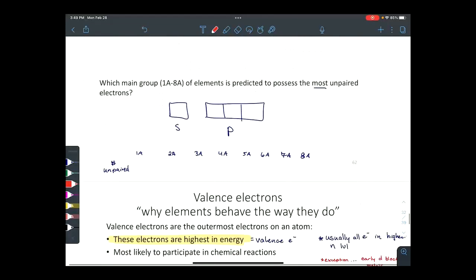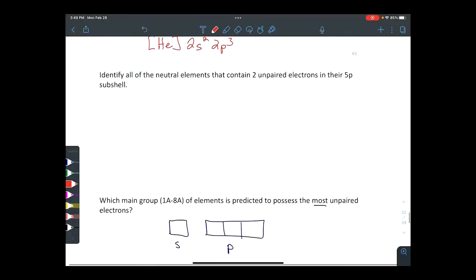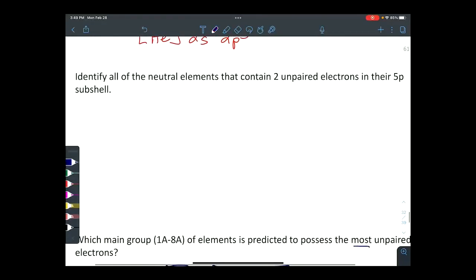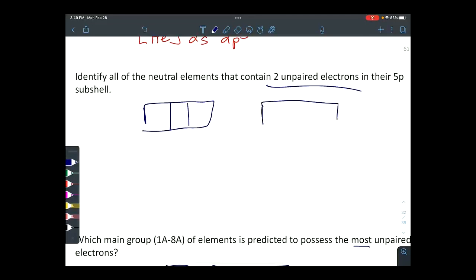All right, so let's identify all the neutral elements that have 2 unpaired electrons in their 5p subshell. So 2 unpaired electrons in their 5p. So p orbitals have 3 boxes. Okay, so each of these are 5p.